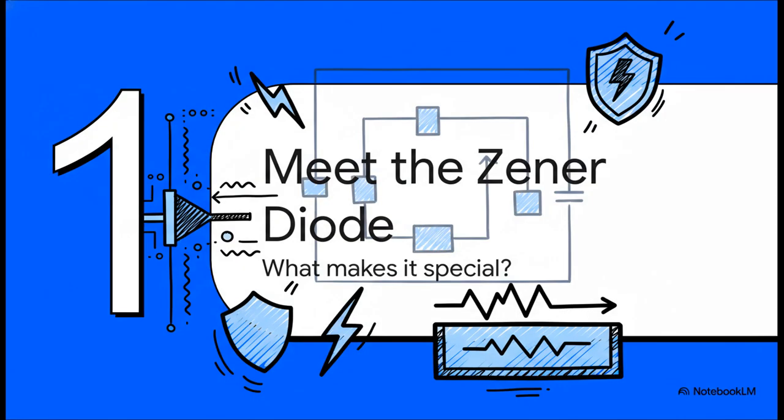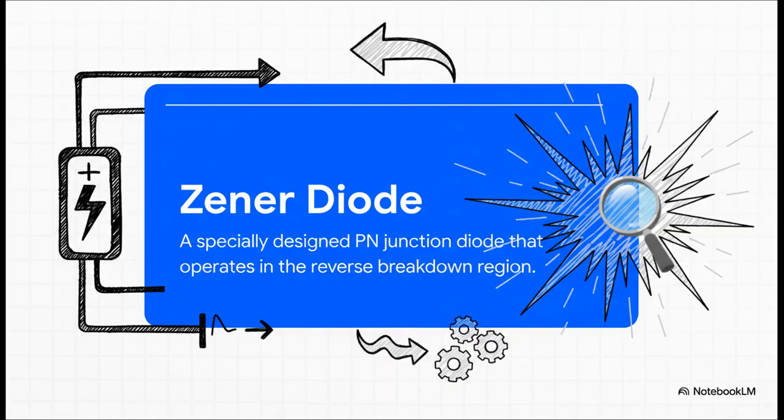To really get why this thing is so important, we have to start with the basics. What is a Zener diode, and what's its secret? Okay, so here's the official textbook definition you need to know. It's a type of PN junction diode, but here's the twist. Its magic has nothing to do with letting current flow forward. Its whole purpose, its entire reason for being, is built around this unique state called the reverse breakdown region.